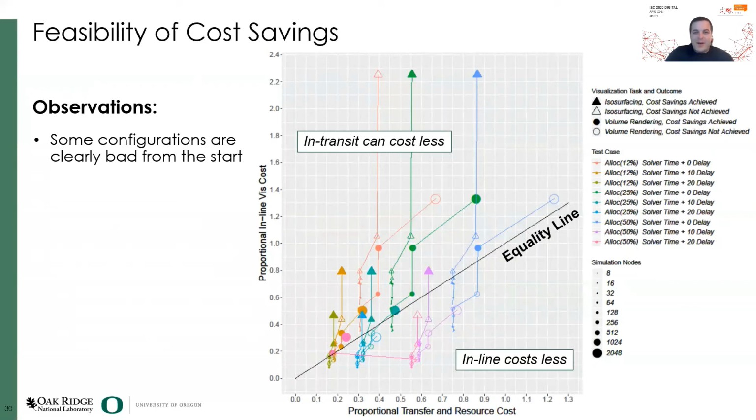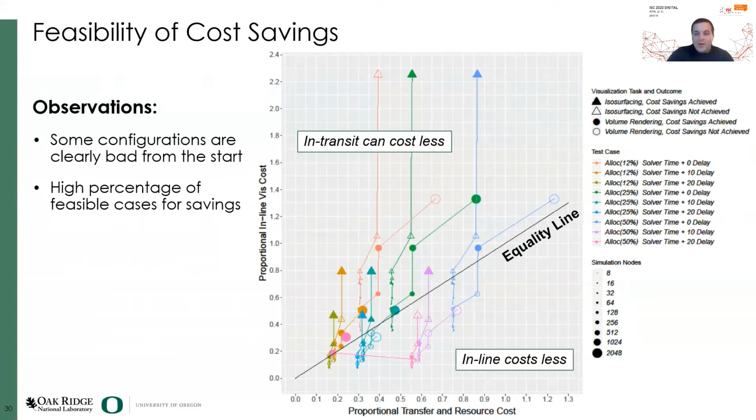One other thing to point out in this chart is that the filled glyphs are actually where we saw a cost savings in the end, and the empty glyphs are where the cost savings were not achieved. So the reason that there are some unfilled glyphs above the line is that our VCEF value wasn't high enough to allow us to achieve the cost savings. It had the potential, but we didn't achieve it.